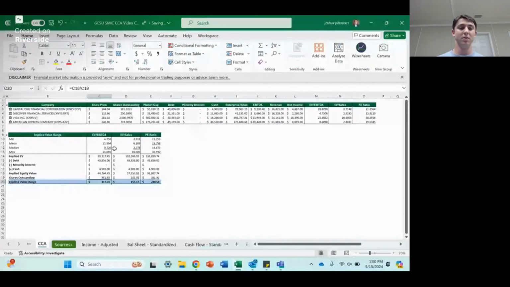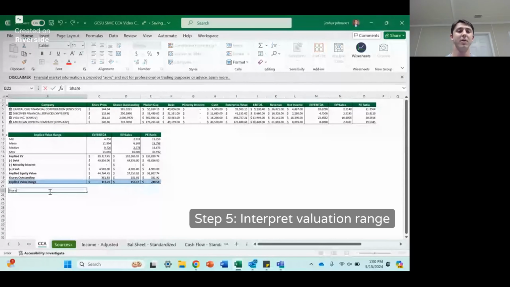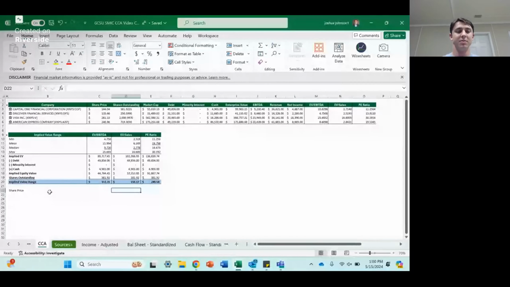So our range, essentially, of the company's value is going to be between $117.21 and $240.54. And so now let's talk about how do we interpret this, right? So I'm going to just put the share price down here for ease.